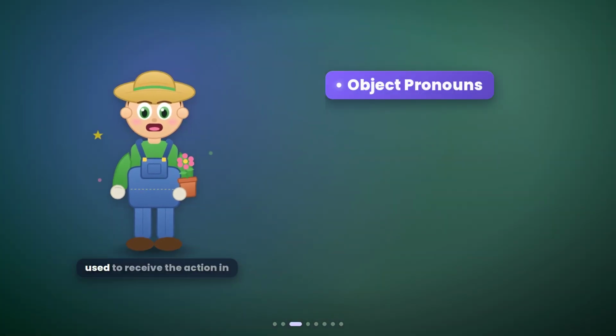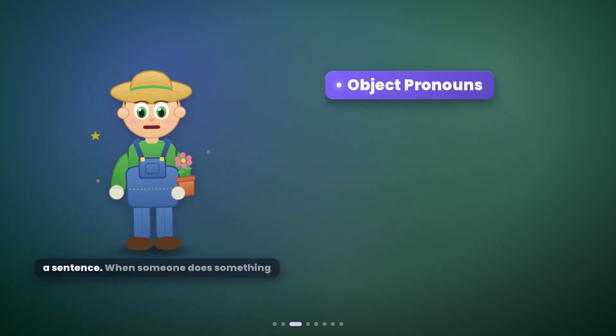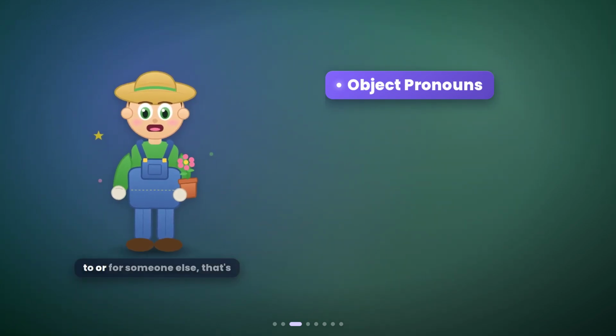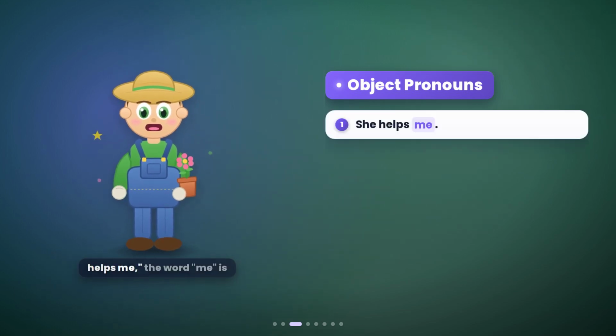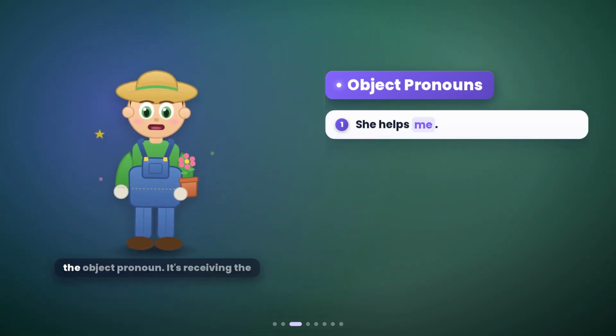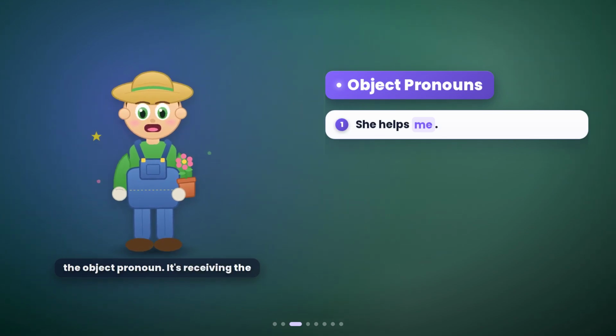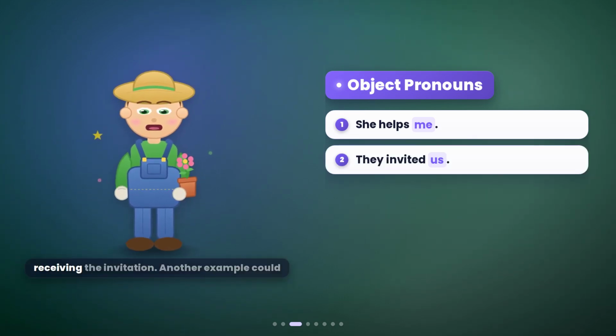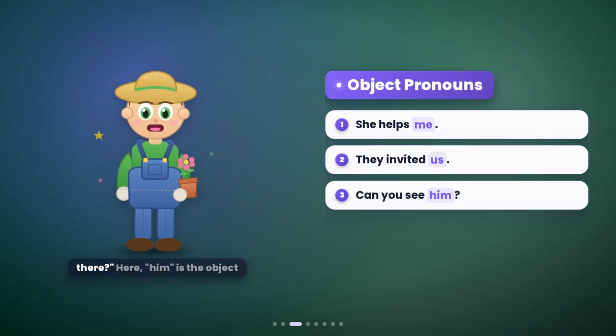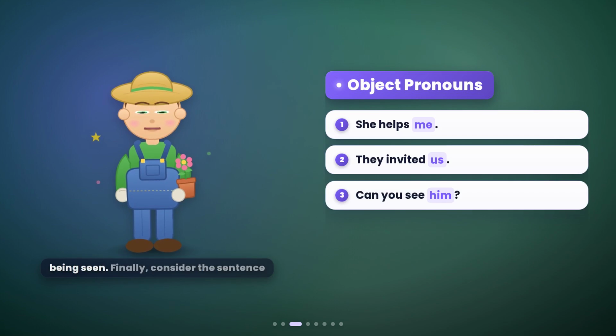Object pronouns are used to receive the action in a sentence. When someone does something to or for someone else, that's where object pronouns come into play. For instance, if I say, "She helps me," the word "me" is the object pronoun. It's receiving the action of helping. Similarly, in the sentence, "They invited us to the party," "us" is the object pronoun receiving the invitation. Another example could be, "Can you see him over there?" Here, "him" is the object pronoun, as it is the person being seen.